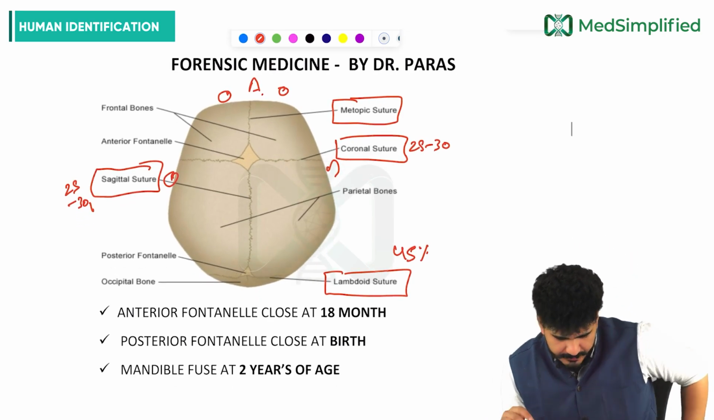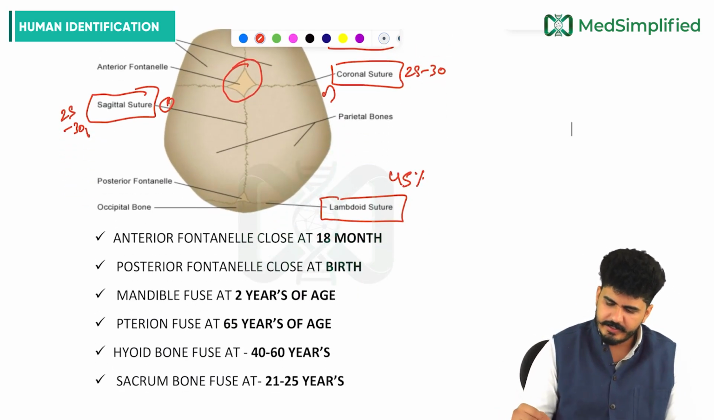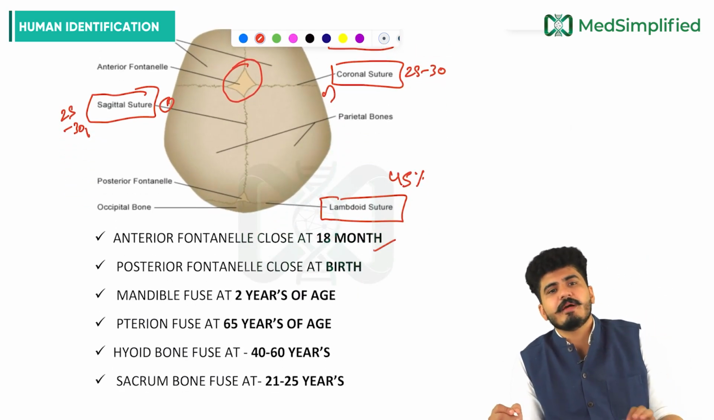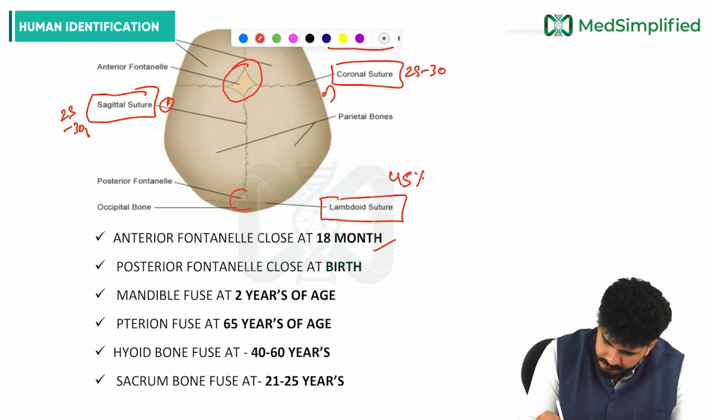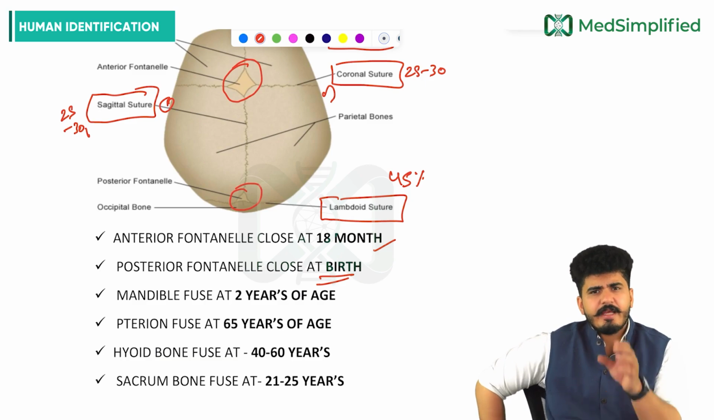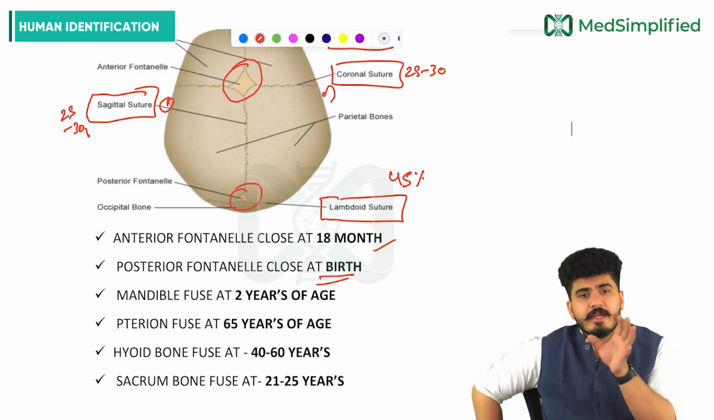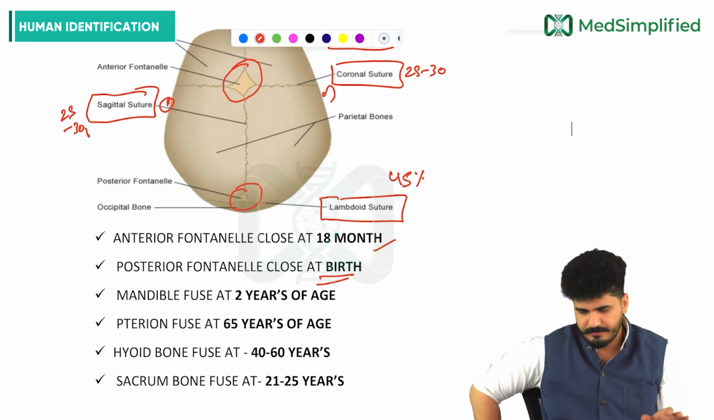Now anterior fontanelle, this part, sir. The anterior fontanelle closes at 18 months, my dear friends. Posterior fontanelle, this is the posterior fontanelle, closes at the time of birth itself. Anterior 18 months, posterior at birth.